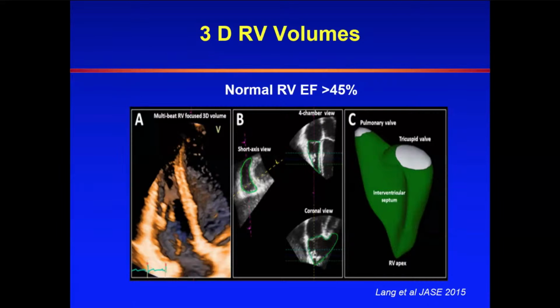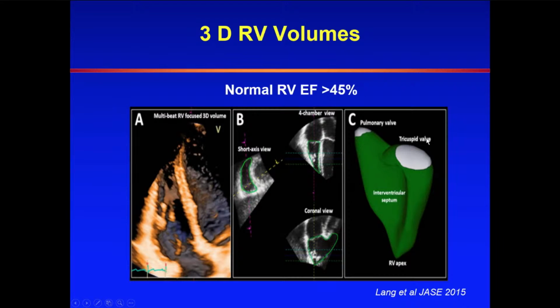How about RV volumes by 3D? This is another important development, and most ultrasound systems will allow you to perform 3D measurements of RV volumes and report them when it is satisfactory. We start with the RV focused view, and then we rely on different cuts, mostly in the short axis, and looking at the RV in the 4-chamber view and coronal views, and the end product is the complete RV. So you have the tricuspid annular plane, you have the inlet part of the RV, you see the apex, the septum, and you end with the RV outflow tract.